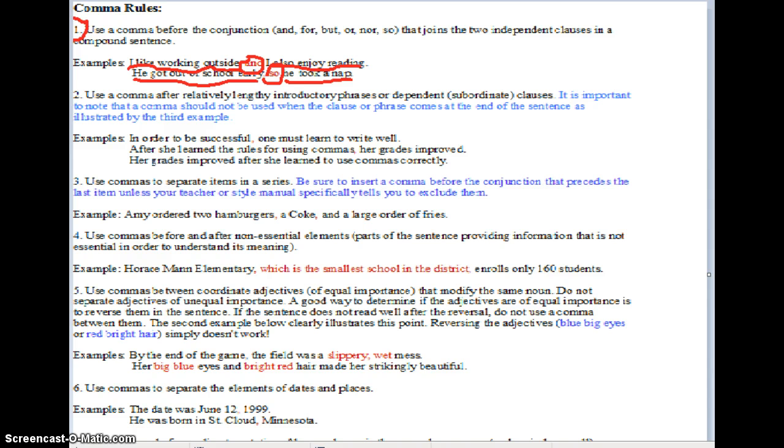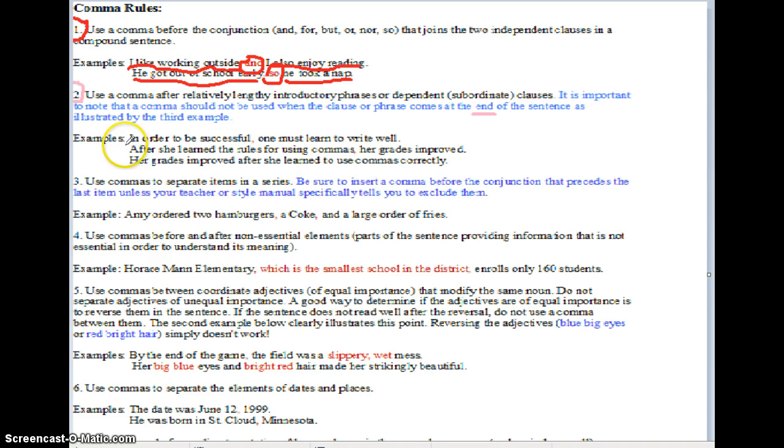The second comma rule tells you to use commas after relatively lengthy introductory phrases or dependent subordinate clauses. Please note in the blue, it is important that commas should not be used when the clause or phrase comes at the end of the sentence, only when it is at the beginning of the sentence, and the third example we go through will illustrate that.